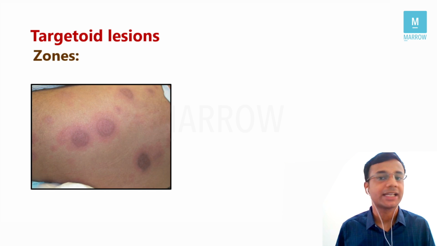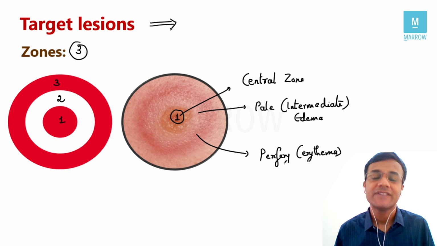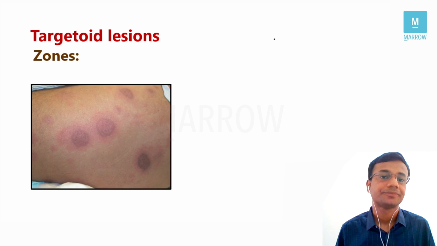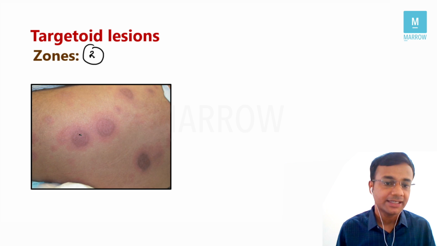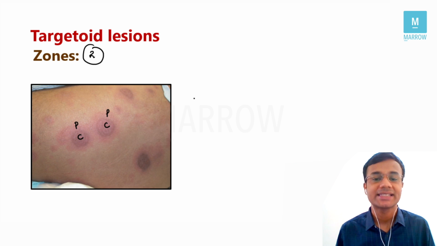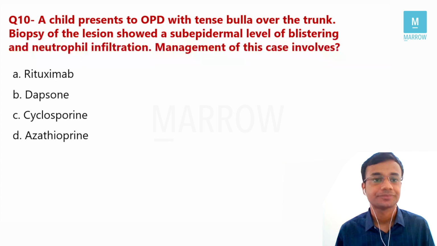Now, what's the meaning of targetoid lesions? Before that, please remember this point for your entrance exam, very very important: target lesions are seen in a condition called erythema multiforme. Targetoid lesions are those lesions which have only 2 zones: the central zone and the peripheral zone. And the most important example here is Stevens-Johnson syndrome, toxic epidermal necrolysis. This is one important condition where you can get targetoid lesions.